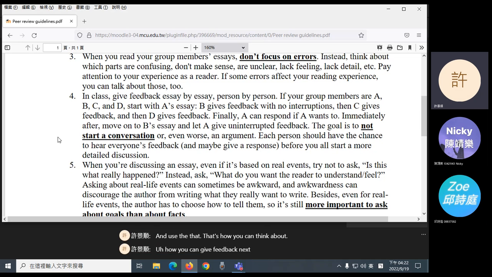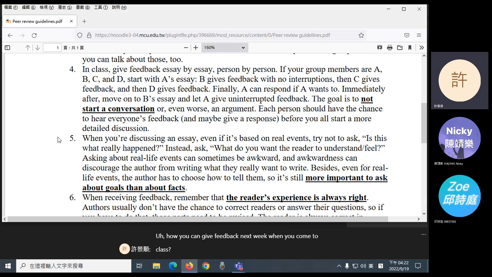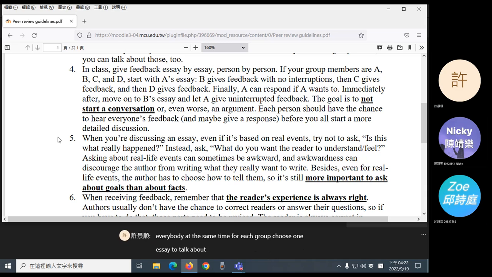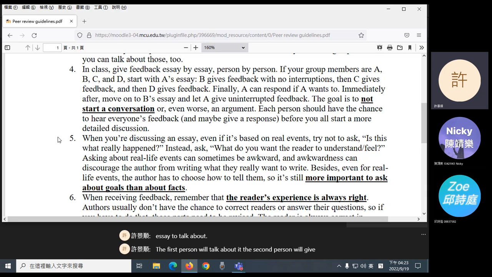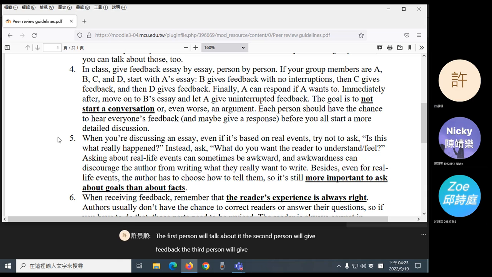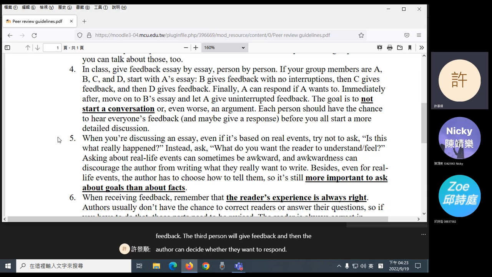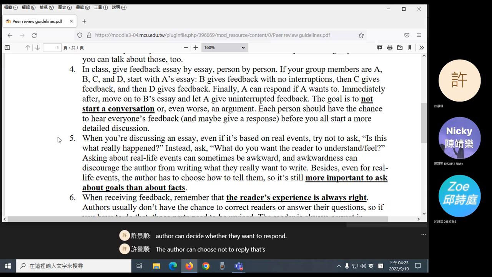Next week, when you come to class, I want you to follow a specific order. So don't just talk, everybody at the same time. For each group, choose one essay to talk about. The first person will talk about it. The second person will give feedback. The third person will give feedback. And then the author can decide whether they want to respond. The author can choose not to reply. That's fine.